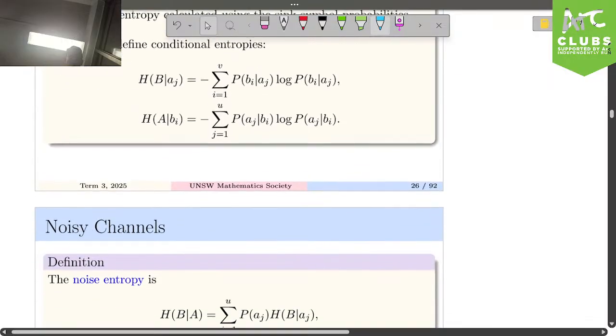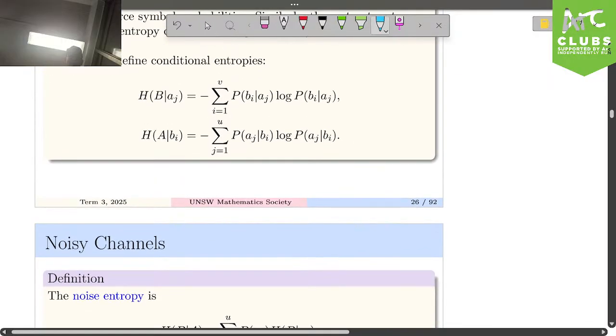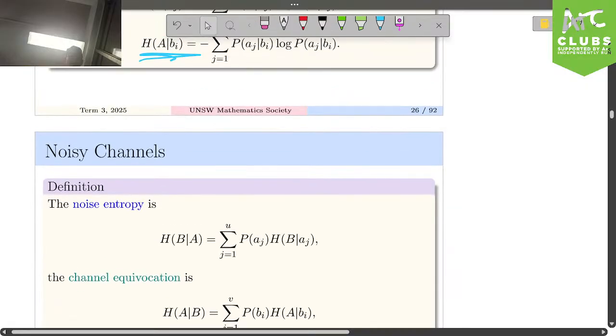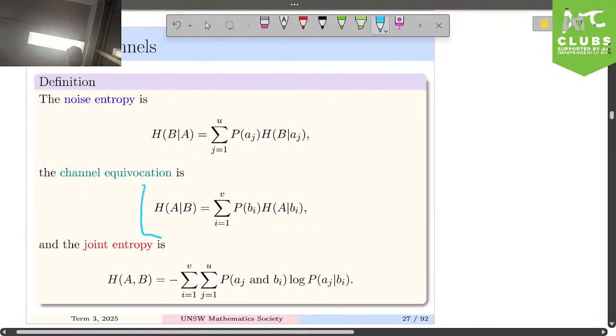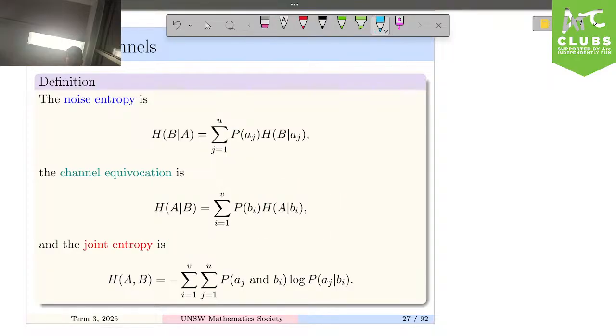So again, we can take the expected value of the conditional entropies, as we have done before, to get what we call the noise entropy on the side where we're looking at B, given that we know what A is. So this is the expected amount of information that we have, given that we know what A is. And likewise, this is the expected entropy that we have, given that we know what we received.